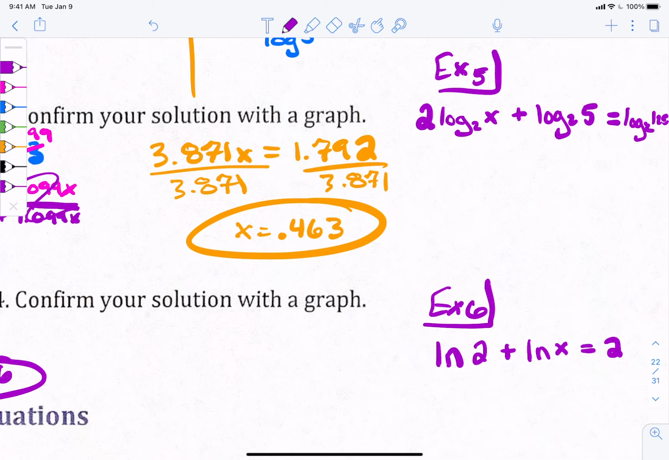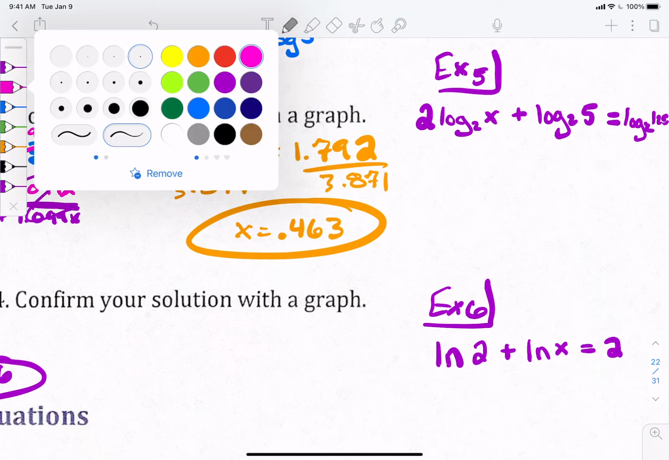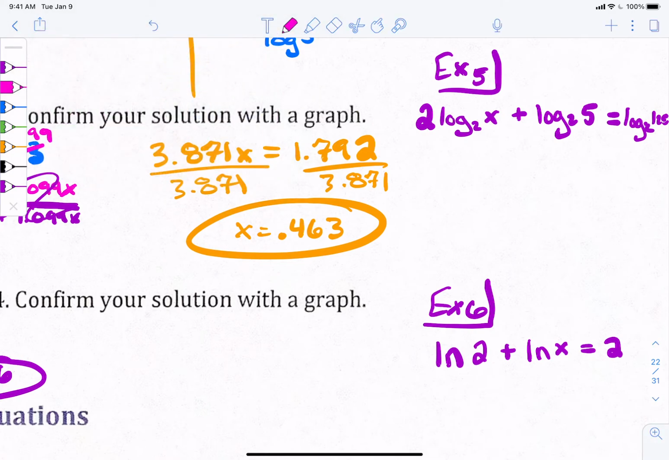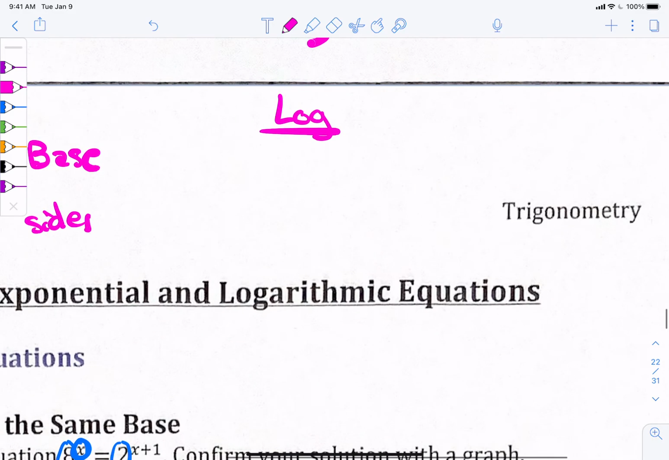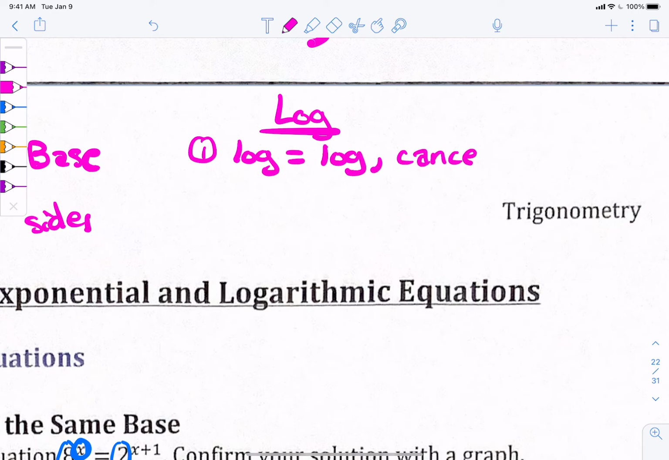Here's your log stuff, right? Things that I notice about the first strategy. I have logs on both sides. Here's my equal sign. I have a log here and a log here. Now, before we do this, we have to put these 2 logs on the left side together. But the thing that I notice is that there is a log on both sides. So logs can cancel out. Yes. So, strategy number 1 for logs. If log equals log, you cancel the logs.